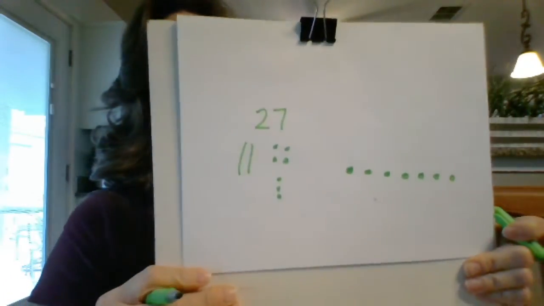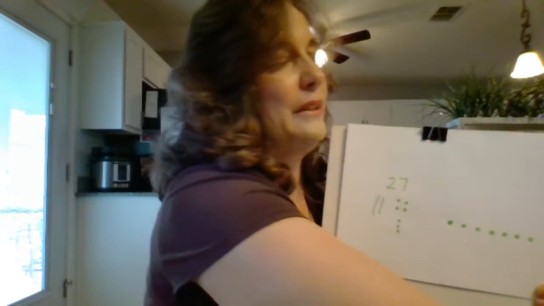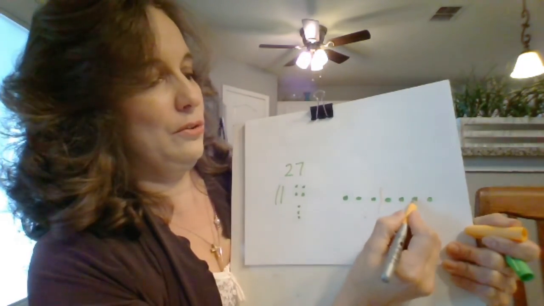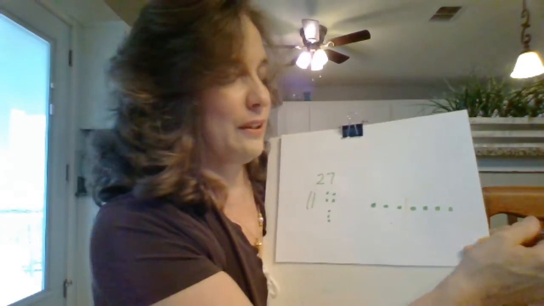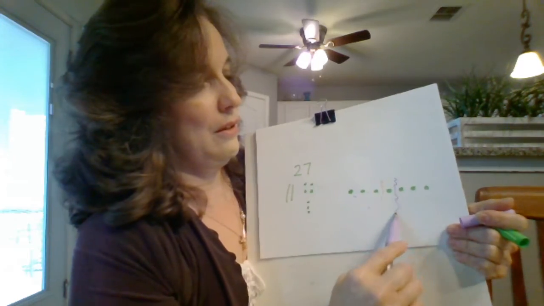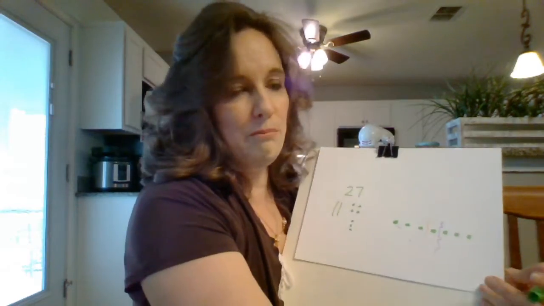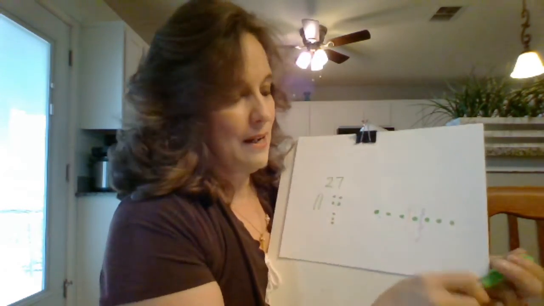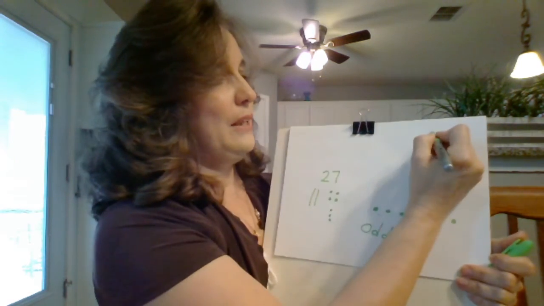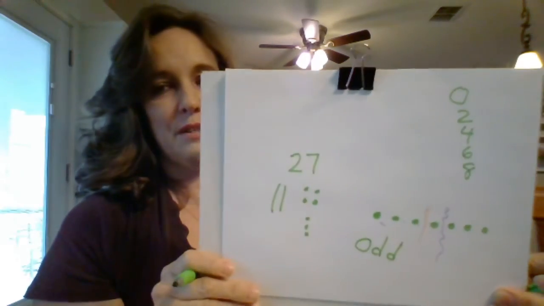Can I cut 7 in half so that Leon and I can both have the same amount? Well, let's see. I got 1, 2, 3, 1, 2, 3, 4. That didn't work. Let me try a different color. 1, 2, 3, 4, 1, 2, 3. There is no way to divide 7 equally so that you and I can both have the same. So we call that an odd number.